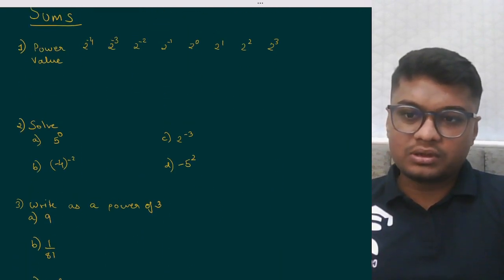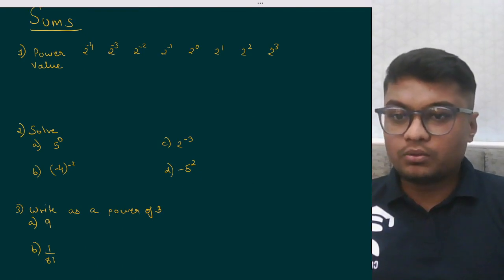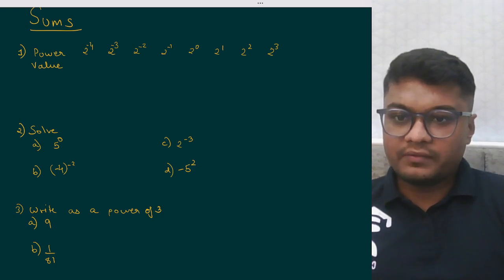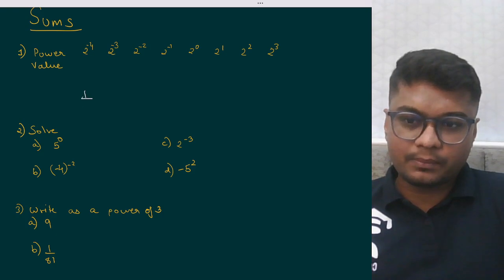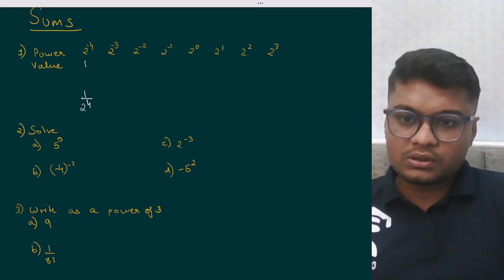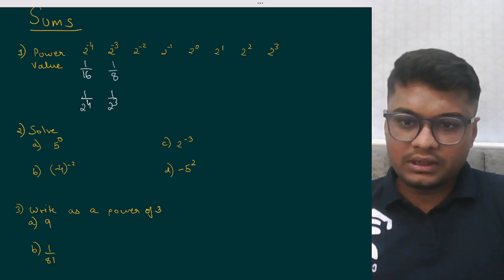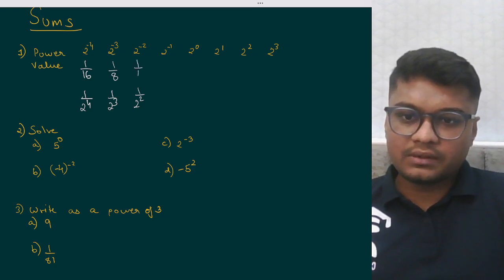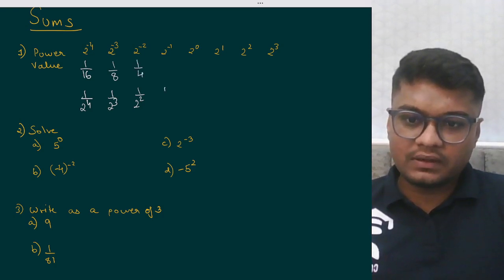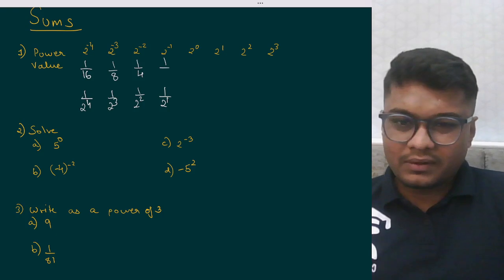Now coming on to the sums part, let's start. We have to estimate the values. So if we have 2 raised to minus 4, can I say it becomes 1 upon 2 raised to 4, which is 1 upon 16. 1 upon 2 raised to 3 becomes 1 upon 8. If we have 1 upon 2 raised to 2, we can write this as 1 upon 4. If we have 2 raised to minus 1, we can write it as 1 upon 2 raised to 1, which is nothing but 1 upon 2.